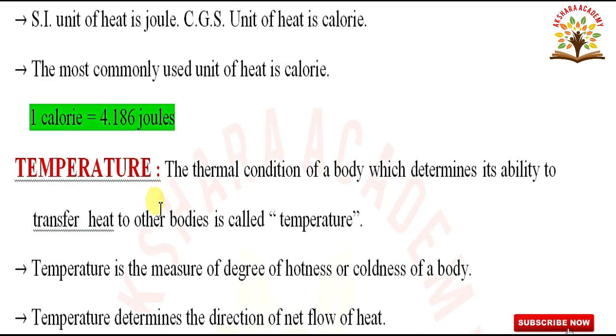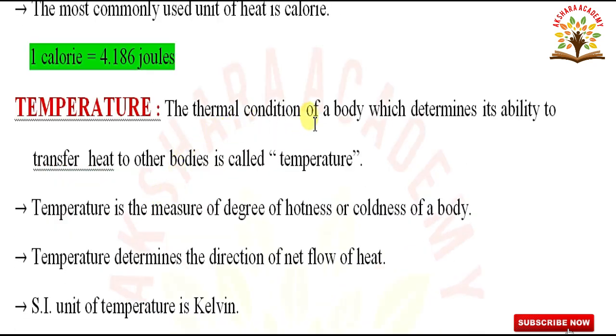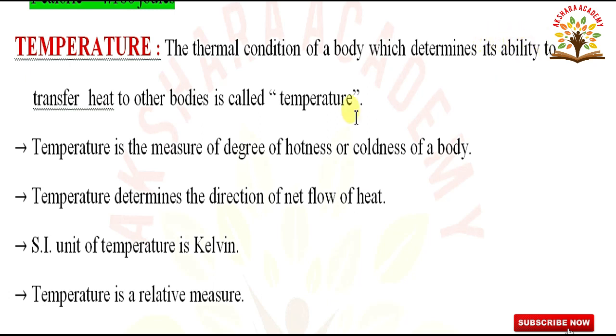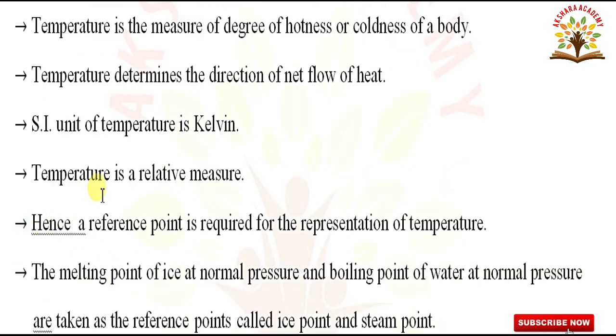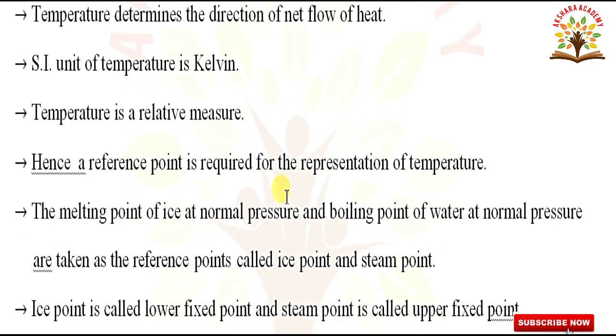Next, temperature. The thermal condition of a body which determines its ability to transfer heat to other objects is called temperature. Temperature is the measure of the degree of hotness or coldness of a body. Temperature determines the direction of net flow of heat. The SI unit of temperature is Kelvin. Temperature is a relative measure. Hence, a reference point is required for the representation of temperature.